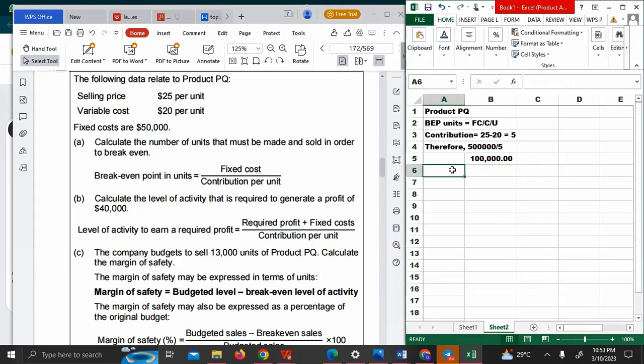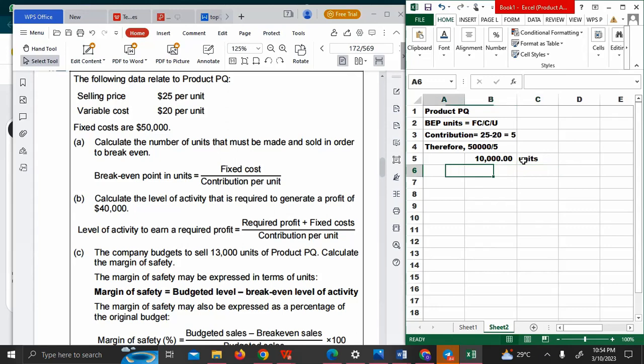Okay. Do you understand it now? Very simple, Abi. I made a mistake here. What you have here is 50,000, not 500,000. I mean in the question. Okay, 50,000 divided by 5. Yes. That would be 10,000 units.